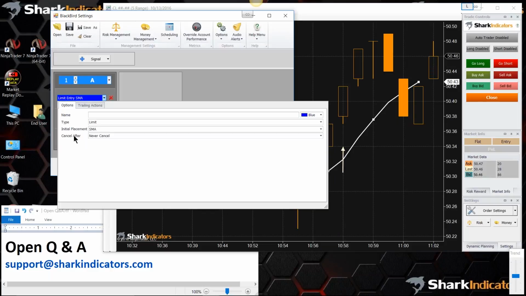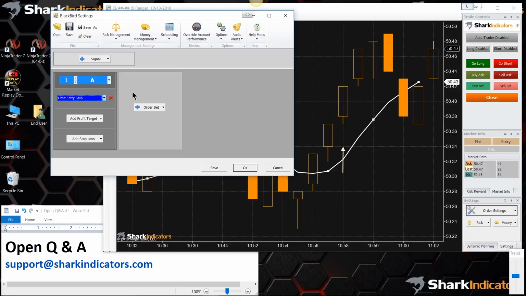And if you want, you can cancel it after a certain time as well. For example, let's cancel it after 5 bars. So if for some reason price doesn't pull back after 5 bars, then we just want to cancel our entry order. All right, we'll just do that.